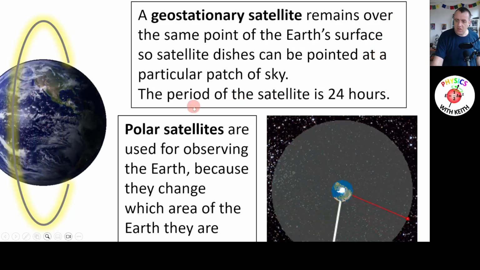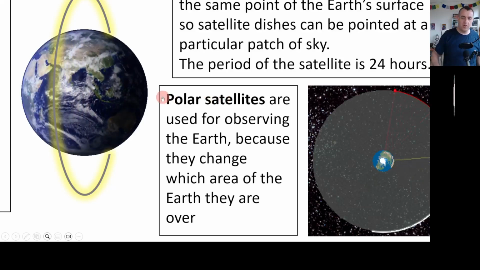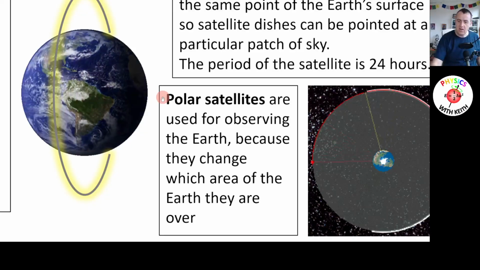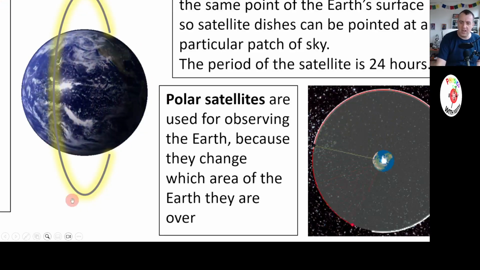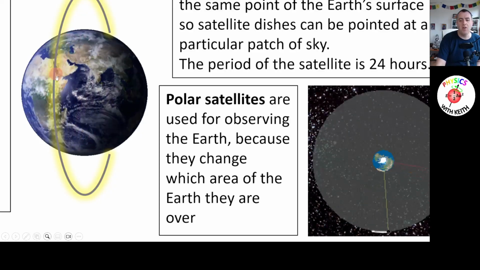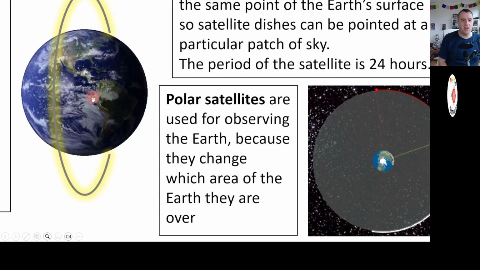The other type of satellite is a polar satellite, the other type of orbit. This is one where the orbit takes you over the poles. So I've just traced the whole orbit here, and if you look, at some point in the day, the path of the satellite is over every point on the Earth's surface.